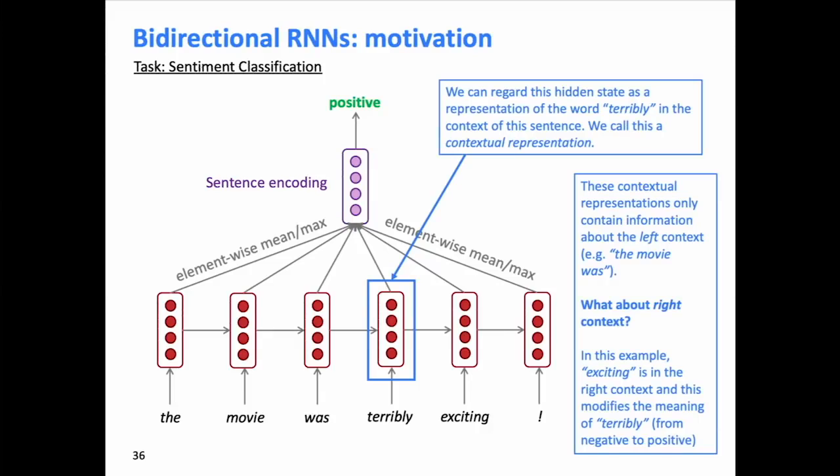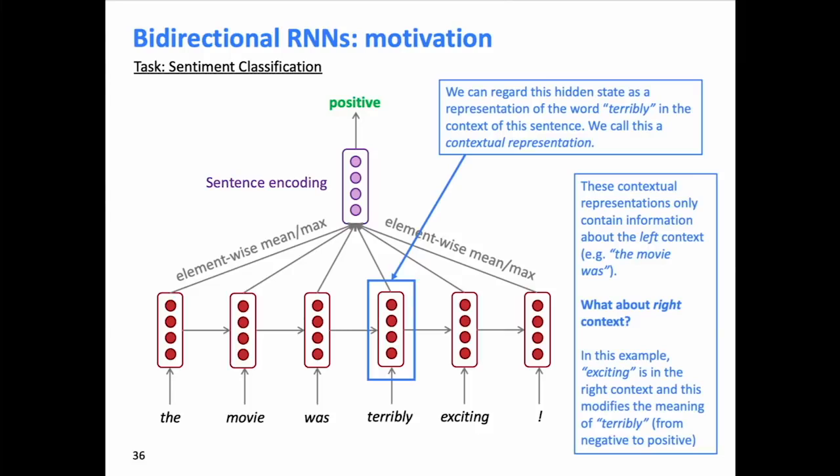And I would argue that in this example, it is actually kind of important because we've got the phrase terribly exciting. And if you look at the word terribly in isolation, terrible or terribly usually means something bad, right? But terribly exciting usually means something good because it just means very exciting. So if you know about the right context, the word exciting, then this might quite significantly modify your perception of the meaning of the word terribly in the context of this sentence. And especially given that we're trying to do sentiment classification, this is kind of important.